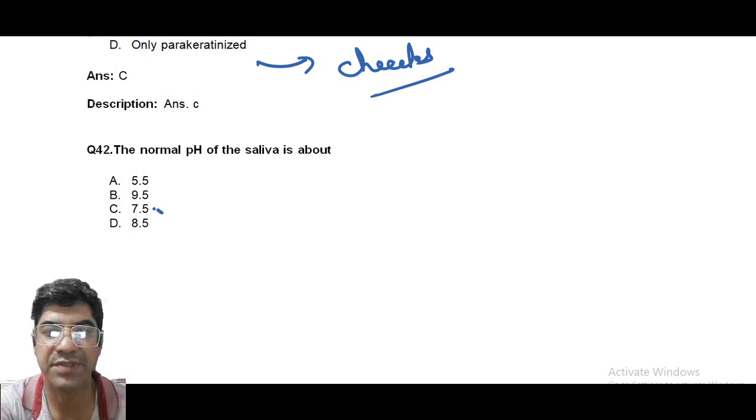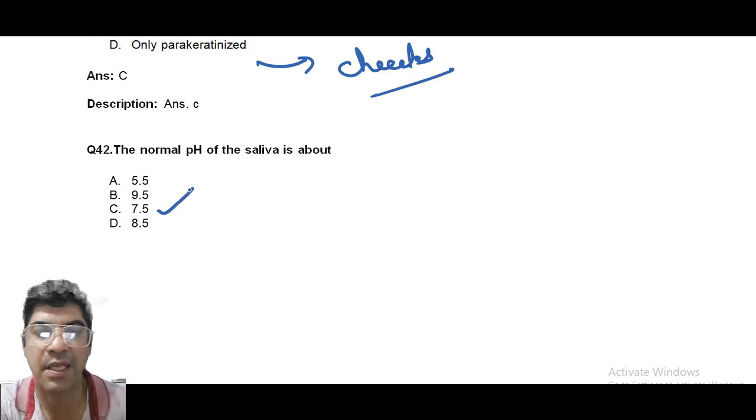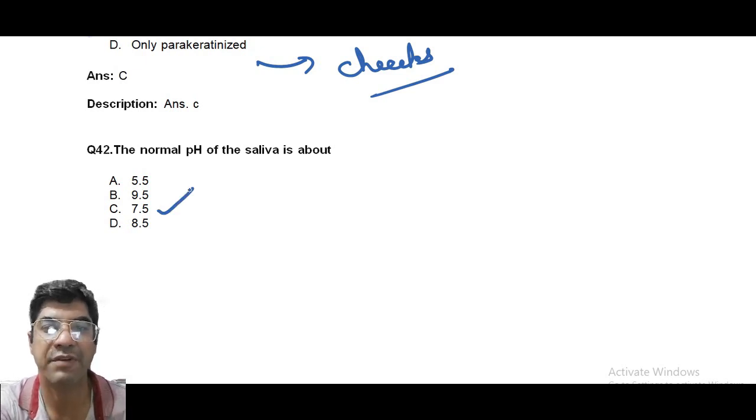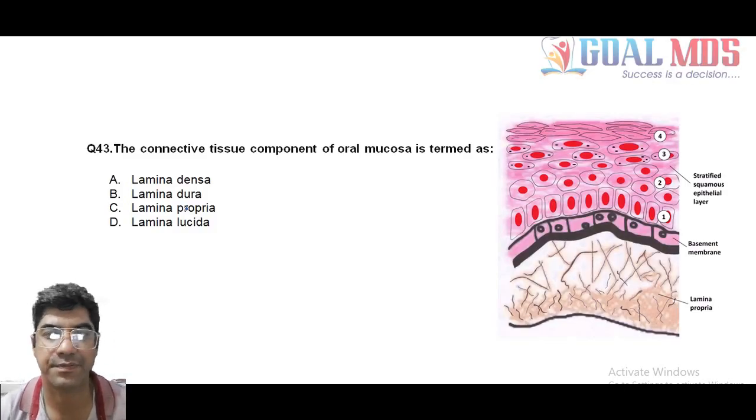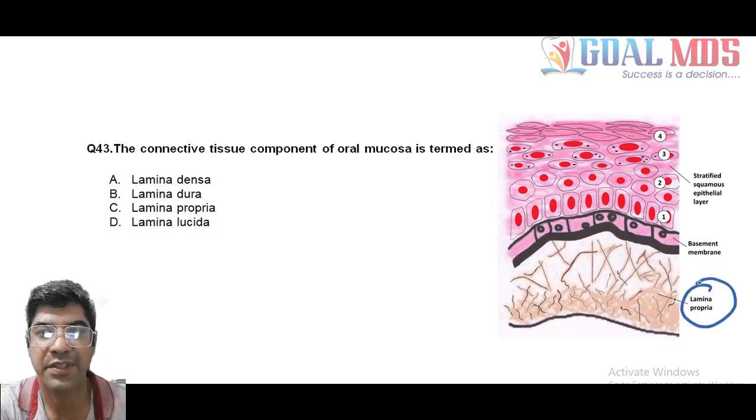The normal pH of saliva falls in the range of 6.2 to 7.6. So the answer is merely 7.5. The connective tissue component of the oral mucosa is the lamina propria.